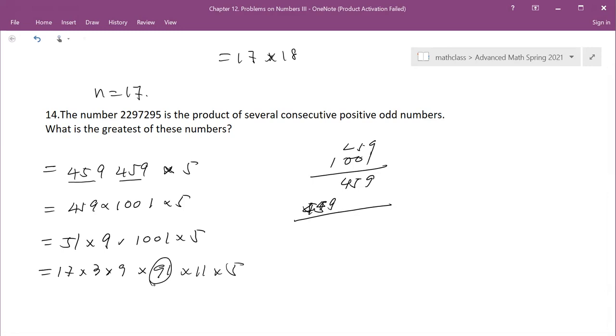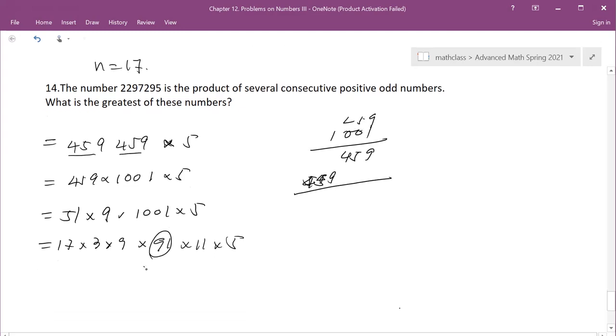To my best knowledge, 91 is not divisible by 11, but 91 is divisible by the next prime number, 13. So it's 7 times 13. Once you get those, then you can easily list all of them. We're almost done.